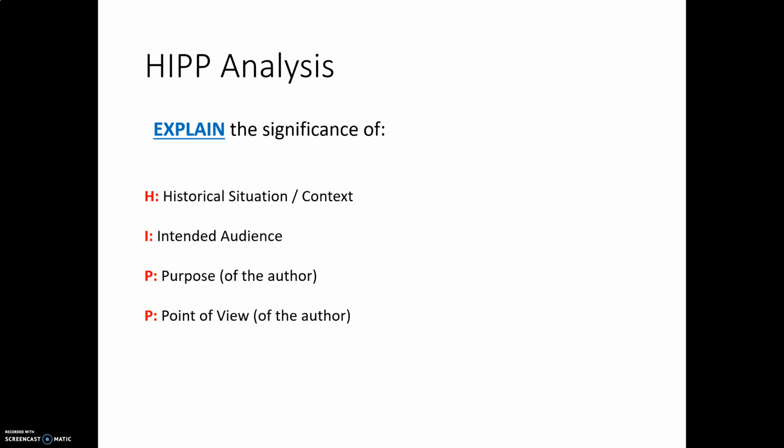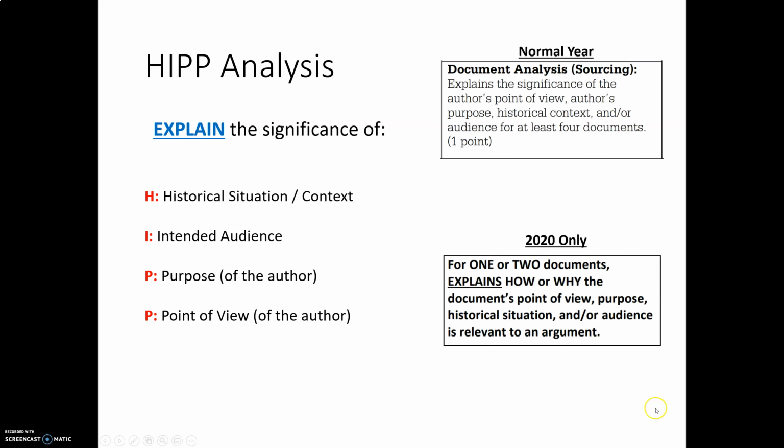HIP, an acronym for historical situation or context, intended audience, purpose, that is the author's purpose, and point of view of the author. Now, in a normal year, what you would do is explain the significance of the author's point of view, purpose, context, audience, and so forth, of at least 4 documents. This is known as sourcing. You do this for at least 4 of the 7 documents on a normal year.